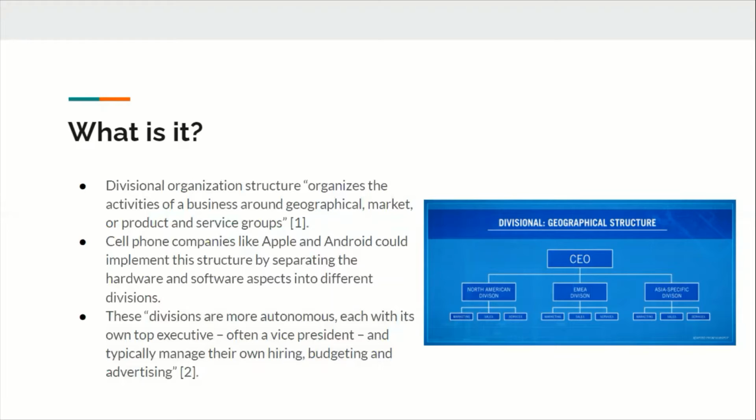Each division is led by its own top executive, often a vice president, under the direction of the CEO of the main company. It is rare that smaller companies will utilize this organization structure. This is largely due to the fact that there needs to be enough employees within the division in order to run the division like its own company.